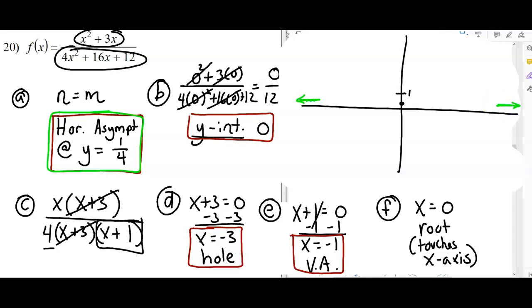At 1/4. Horizontal asymptote means your graph gets flat at that value of y on the far left and the far right end of your graph. Okay. Next, we have our y-intercept is 0, so it touches the x-axis at 0. Next, we have a hole, but we're going to do this thing last. We'll come back to that. So let's move on to our vertical asymptote. I have a vertical asymptote at -1.